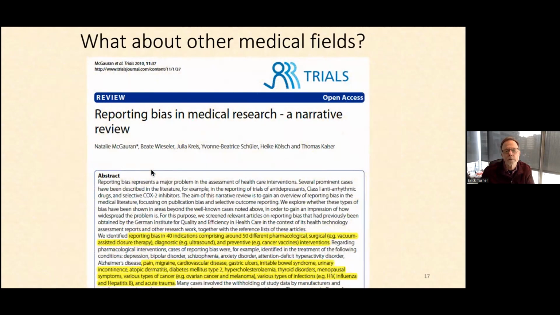So what about other medical fields? Well, here's a narrative review article published in Trials in 2010, and they looked at 40 indications comprising about 50 different pharmacological, surgical, diagnostic, and preventative interventions, and they found evidence for publication bias in areas such as pain, migraine, cardiovascular disease, gastric ulcers, irritable bowel syndrome, hypercholesterolemia, and so on. So psychiatry has company, and apparently a lot of company.